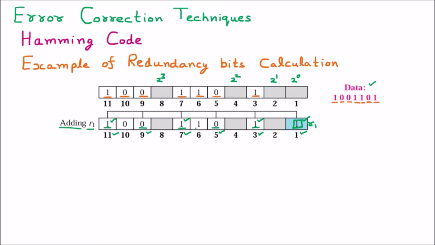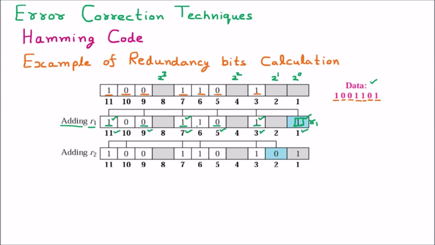Now we are going to take the next redundancy bit, which is R2, and calculate it. Redundancy bit R2 is placed at the second position. And we know that R2 will take care of 2, 3, then taking a gap of 2, then 6, 7, again a gap of 2, then 10 and 11. If I talk about which bits are present, then 1, 0 is present, then 1, 1 is present, then 1 is present.